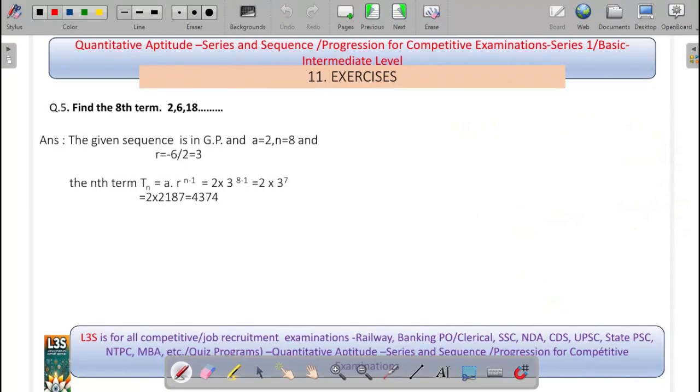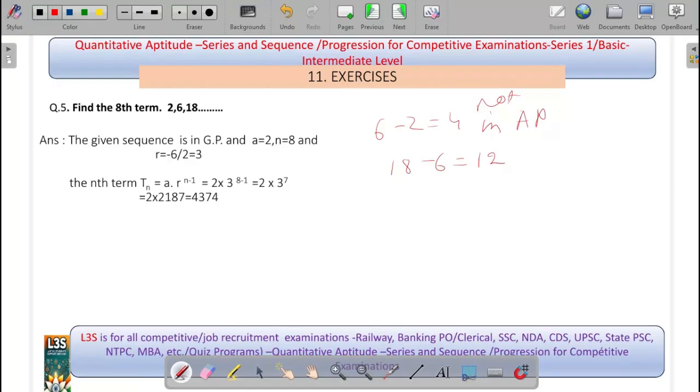Find the eighth term of 2, 6, 18. Now 2, 6, 18: 6 minus 2 is equal to 4, 18 minus 6 is equal to 12. So it is not in AP. First we have to see if it is in AP or it is in GP.